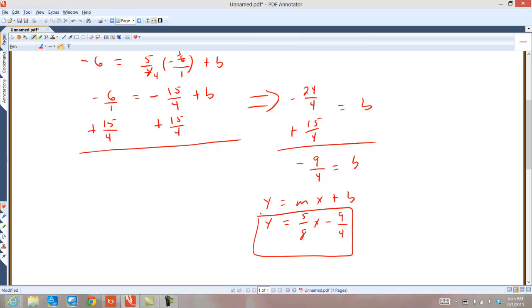Okay, hope that was helpful to you. The alternative method is to use the point slope, the y minus y1 equals m times x minus x1, just as we did in the discussion for this week.